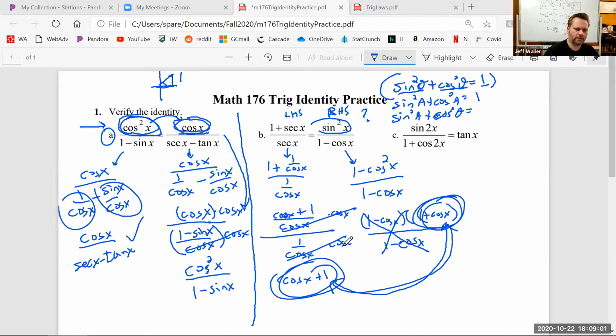I'm gonna erase this. Has everybody got this? You should have some version of that copied down. Okay. Let me erase this.